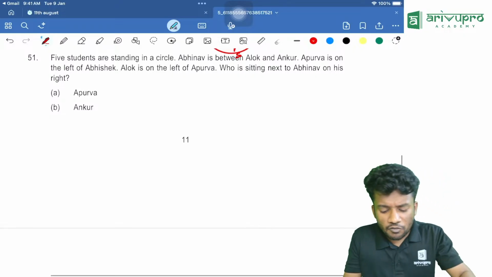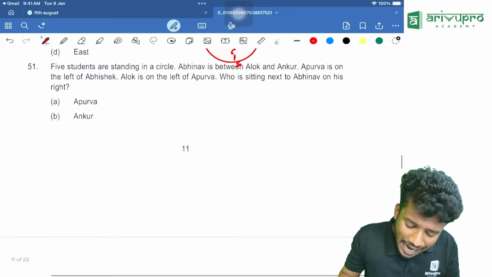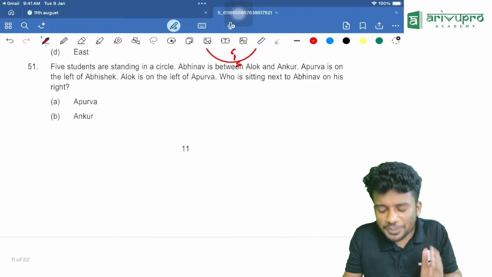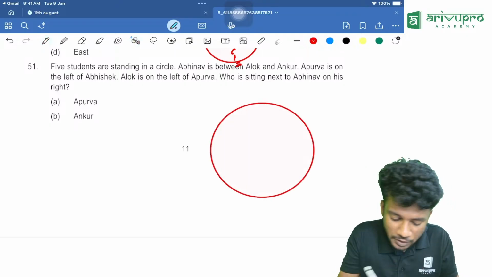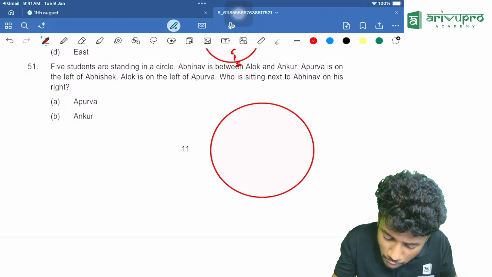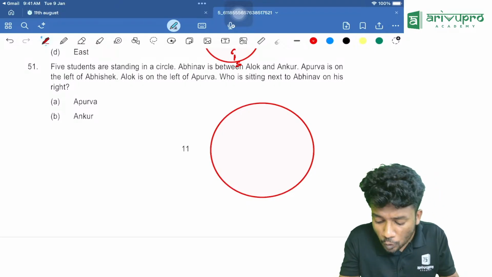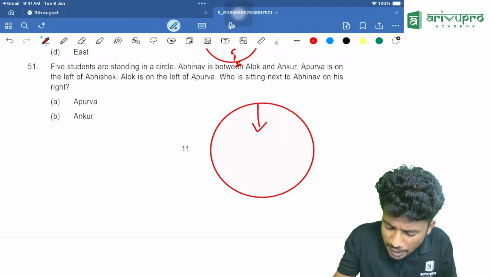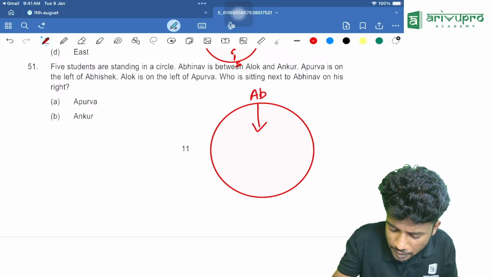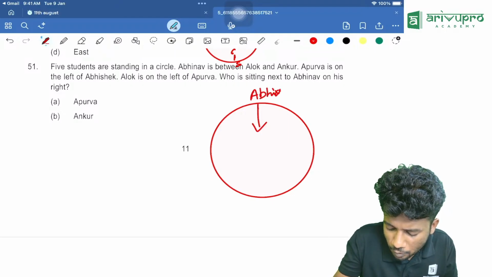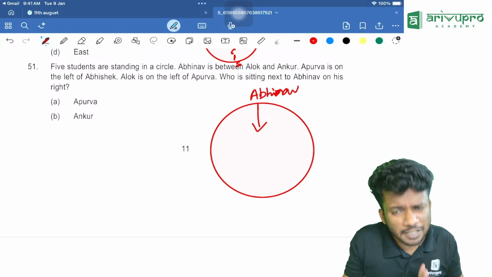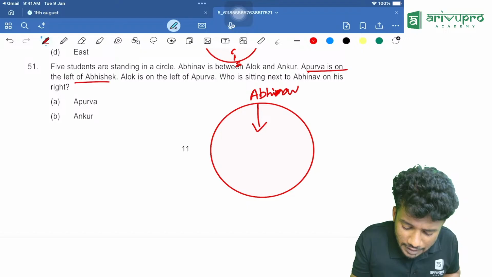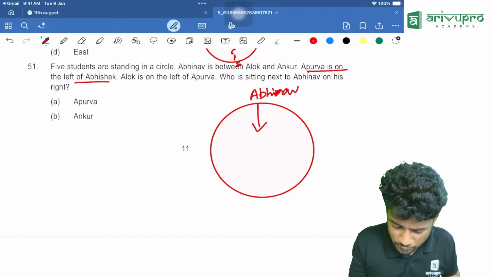Next question now. 5 students are standing in a circle. Abhinav is between Alok and Ankur. Once again a circle is coming into the picture. I'm just marking Abhinav over here. Let Abhinav be over here. Abhinav is between Alok and Ankur. Let it be there. Then Apurva is on the left of Abhishek.